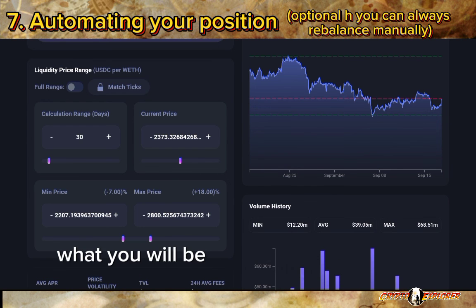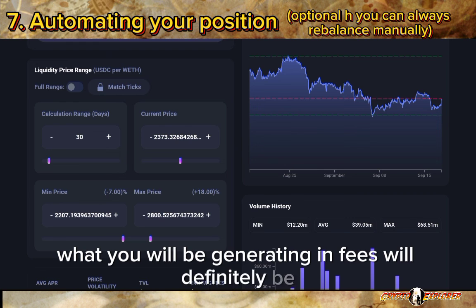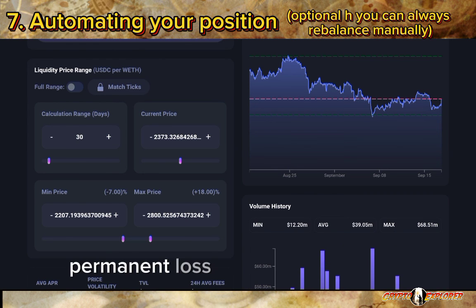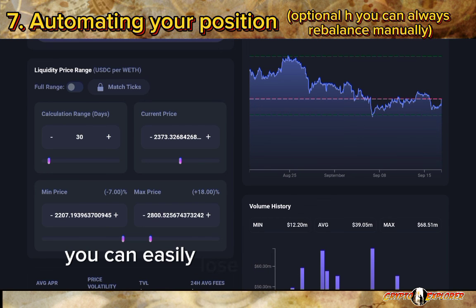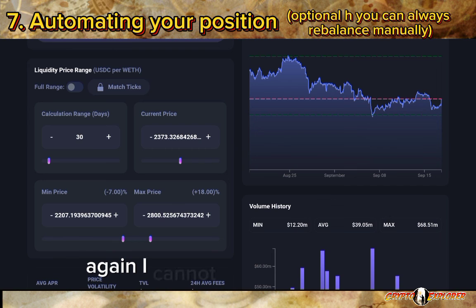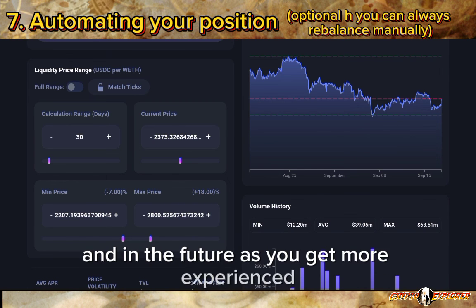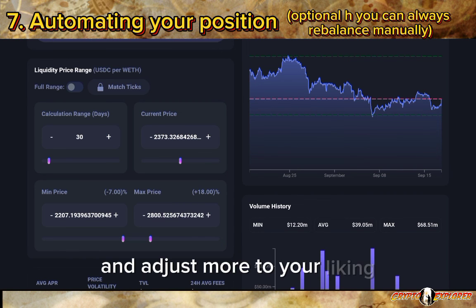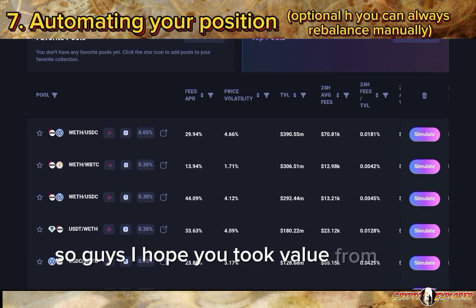So what you will be generating in fees will definitely be less than what you are potentially losing from impermanent loss. And if that's the case, you can easily lose a couple hundred dollars in one day or a couple of days. Again, I cannot stress this enough. Don't get greedy. Go with wider ranges. Go with longer time frames to trigger your rebalance of the position. And in the future, as you get more experienced, you can start to play with these things and adjust more to your liking.